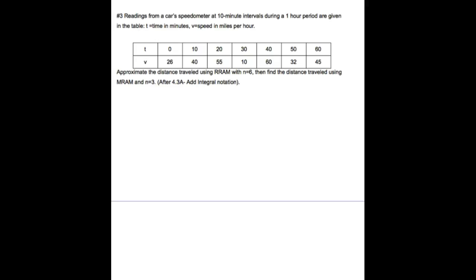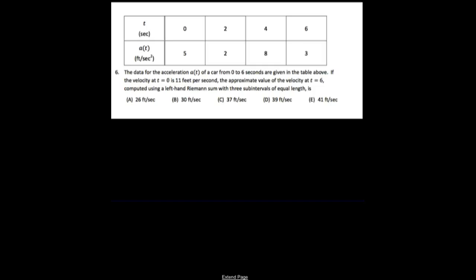So I'm going to skip to the next one here, and this will be the last one that I do. This one says readings from a car speedometer at 10-minute intervals. That's important that it says minute, so highlight that. During a full hour are given in the table. The speed is given in miles per hour. So this is miles per hour and this is minutes. And when you do miles per hour times minutes, nothing cancels. And you want to figure out at the end the total distance traveled.